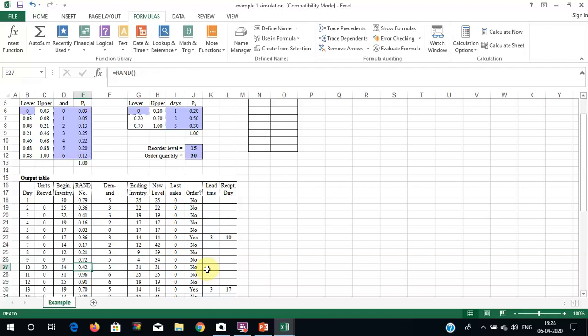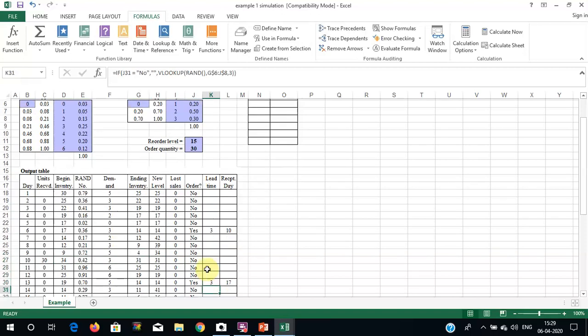Random number is of course 42. Demand is 3. Again 3 units are supplied, 31. New level of inventory is 31, and you did not lose any sales. You have 31 units, which is far above the reorder level of 15 units. No new order is placed, and you continue.